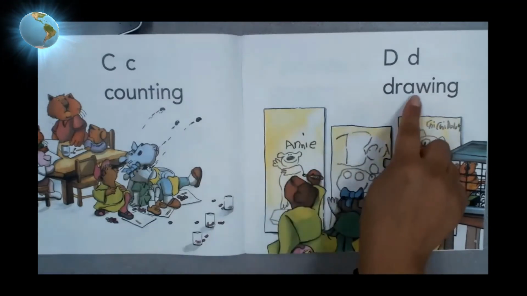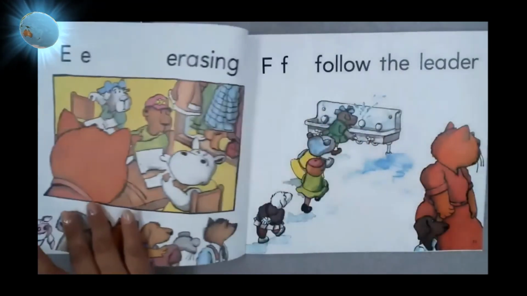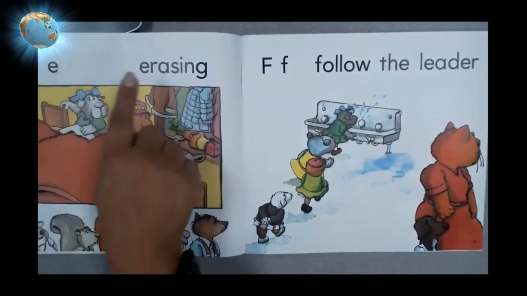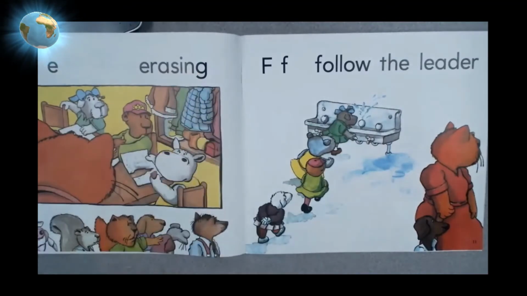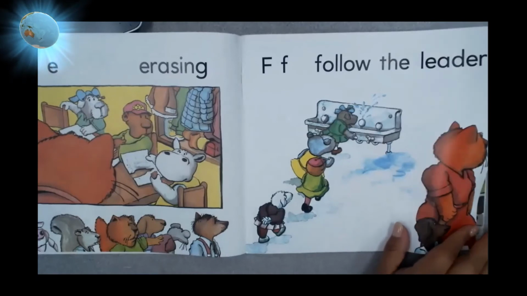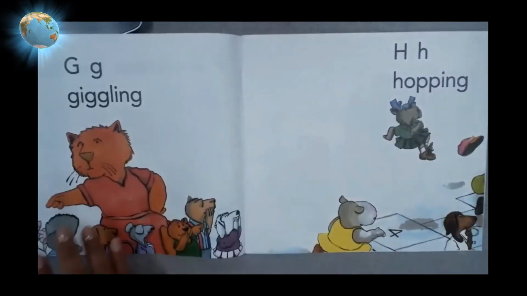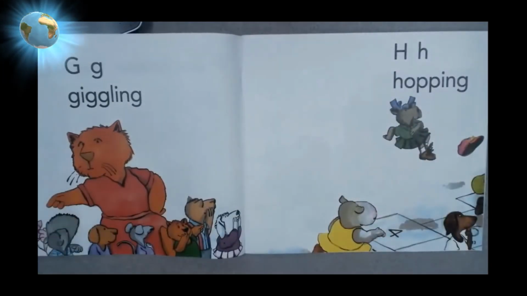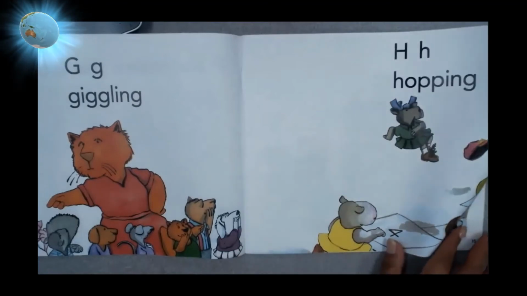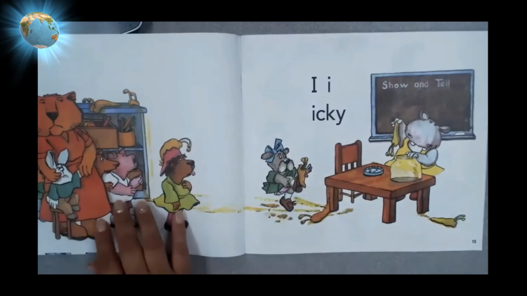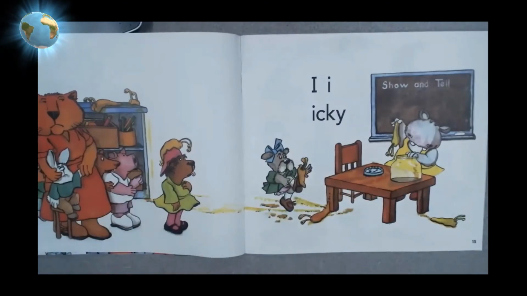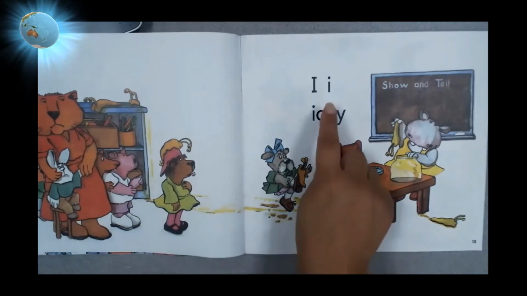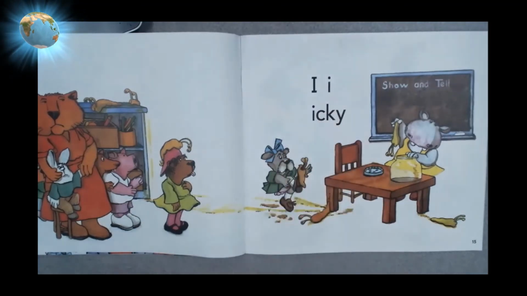Good. D, drawing. E, erasing. F, follow the leader. G, giggling. H, hopping. I, icky. All right, I, icky.